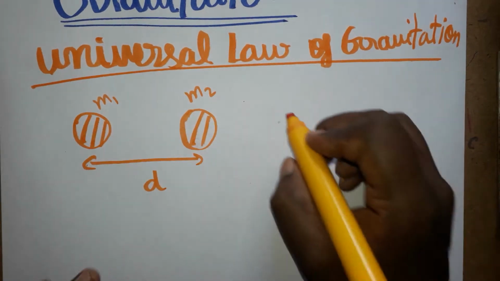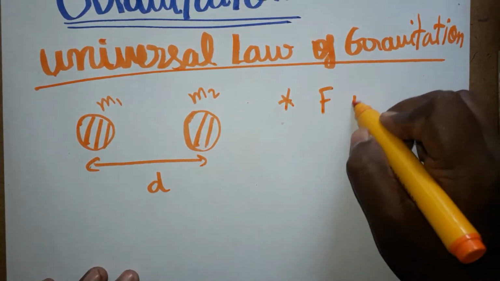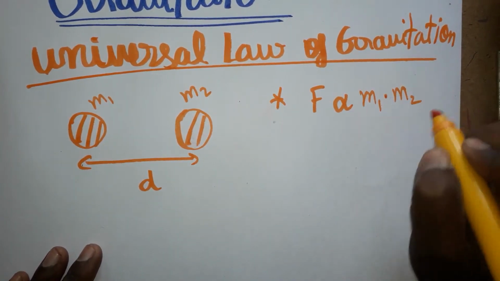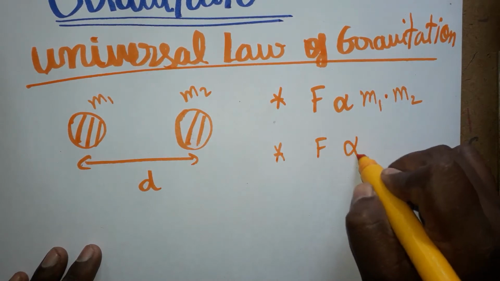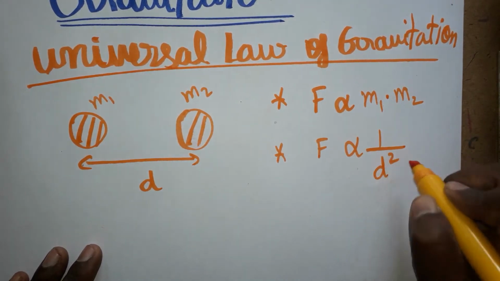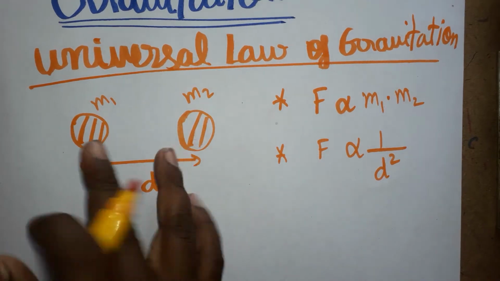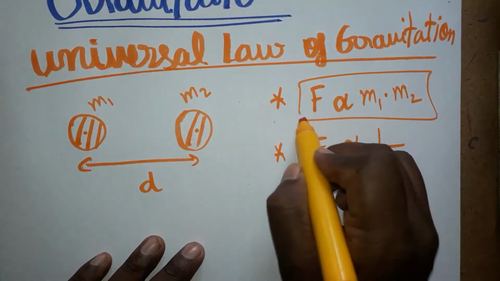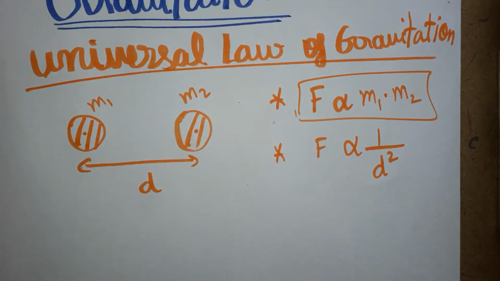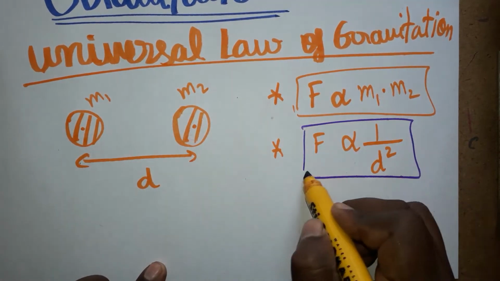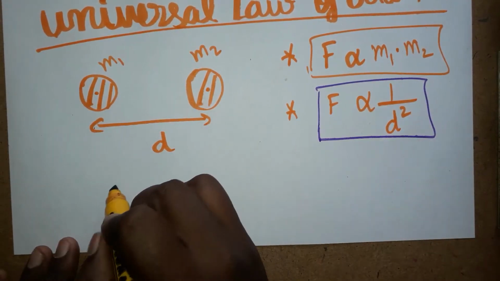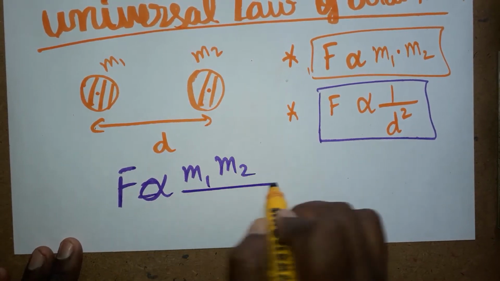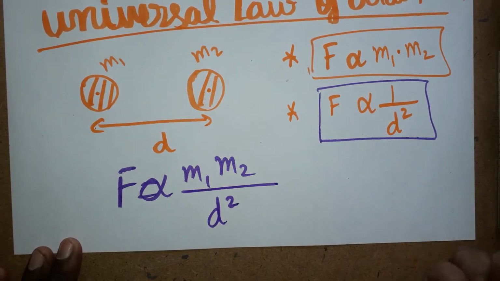The universal law of gravitation: the first point, force is directly proportional to the product of the two masses, m1 into m2. Second point, force is inversely proportional to the square of the distance between the two objects or masses, taken from center to center. This is the statement of the universal law of gravitation. So F is directly proportional to the product of the masses and inversely proportional to the square of the distance between the two objects.